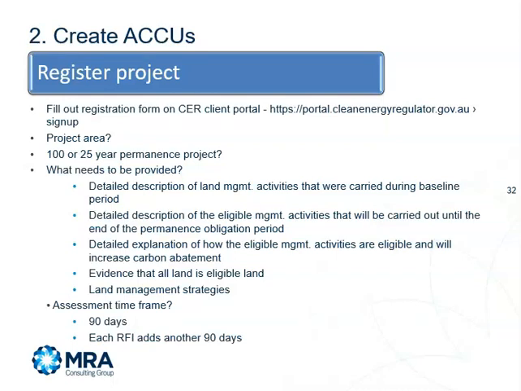You can register your project by logging onto the CER client portal and completing the registration forms online. At registration, you'll need to provide the following details. Specify the project area. Nominate the permanence obligation period. Detailed description of land management activities that were carried out during the baseline period. Detailed description of the eligible management activities that will be carried out until the end of the permanence obligation period. Detailed explanation of how the eligible management activities are eligible and will increase carbon abatement. Evidence that all land is eligible land.